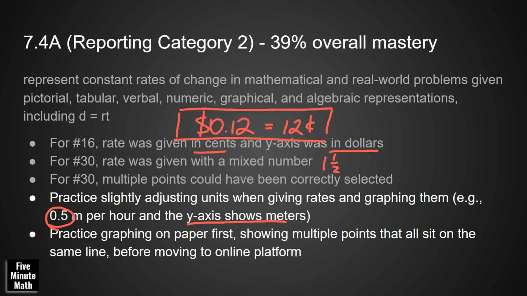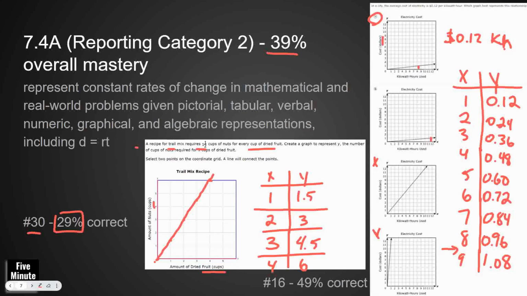And then we should practice graphing old school first. Paper first, multiple points that all sit on the same line. Before we jump straight to this platform, students can make a table of values and see what happens if I graph these 2 points, what happens if I graph these 2 points, what happens if I graph these 2 points. This is a piece of conceptual understanding that students might still need cemented in their minds.